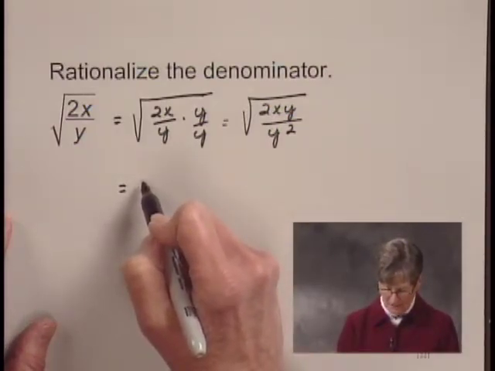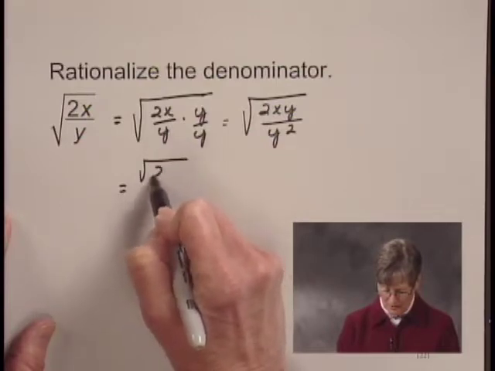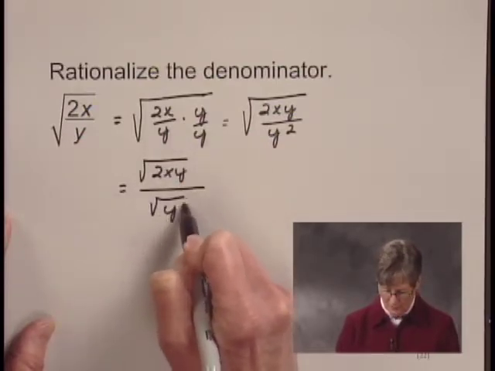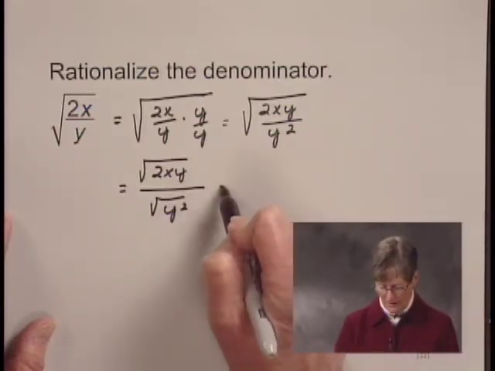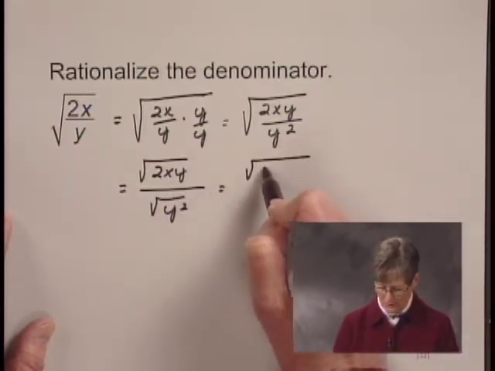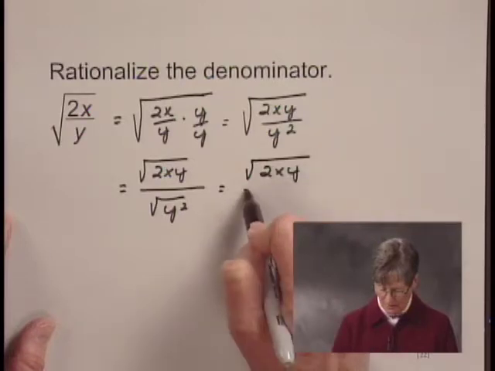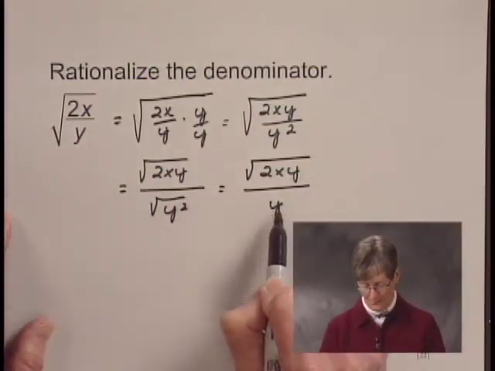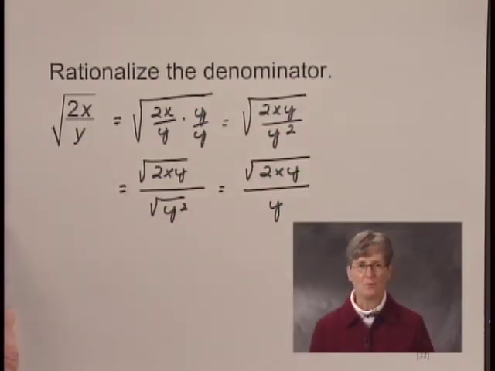square roots. I can write it as the square root of 2xy over the square root of y squared. I can't simplify the square root of 2xy, but the square root of y squared is y. So this is the form of this expression with the denominator rationalized.